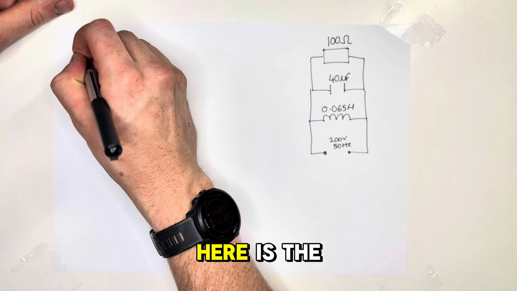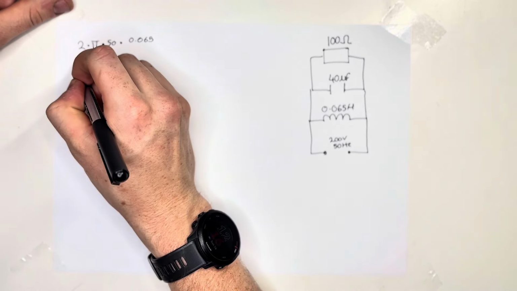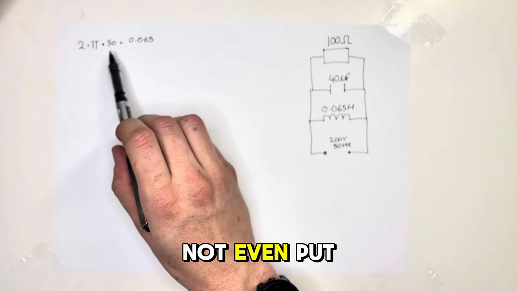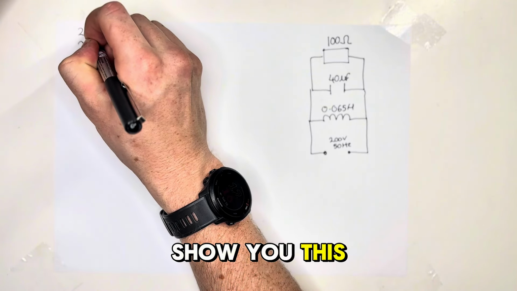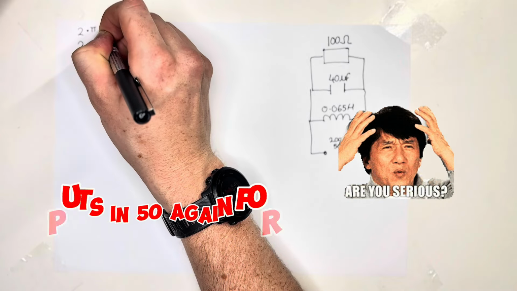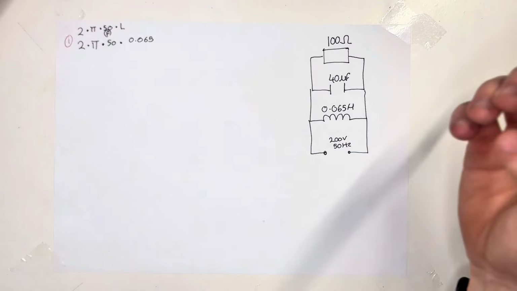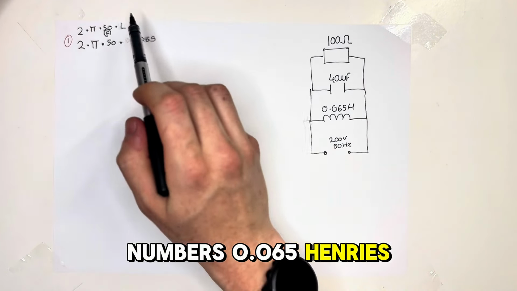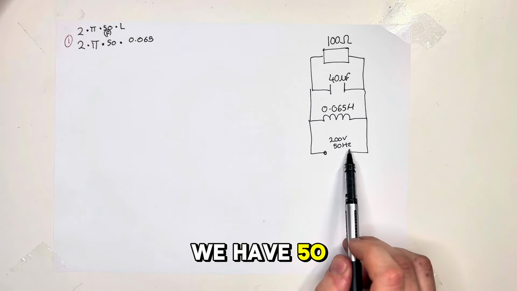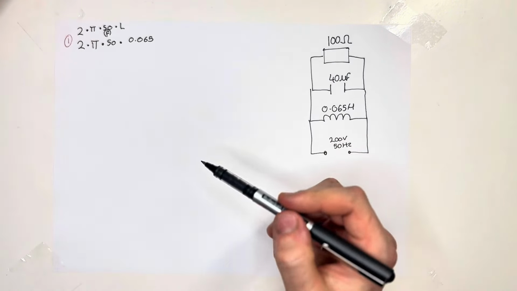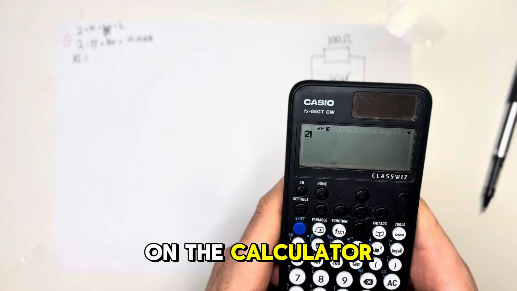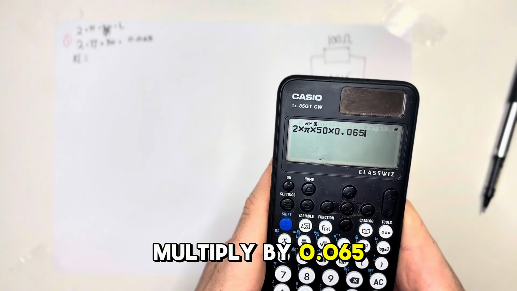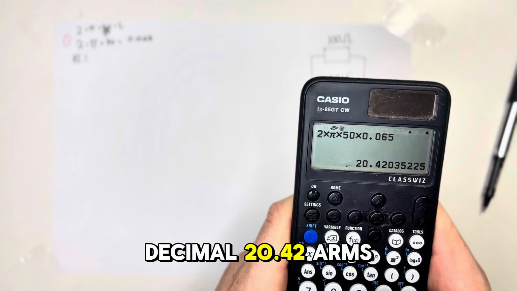You should have it in your formula book. Here is the formula. These dots are exactly the same as multiplying. We have not even put the formula in, I really should have done that. Let me just show you, this is the actual formula. So we have just converted the formula and taken the numbers: 0.065 henries for L, and 50 hertz for F. So XL, if we do it on the calculator, is 2 multiplied by pi multiplied by 50 multiplied by 0.065. Put that into decimal, 20.42 ohms.